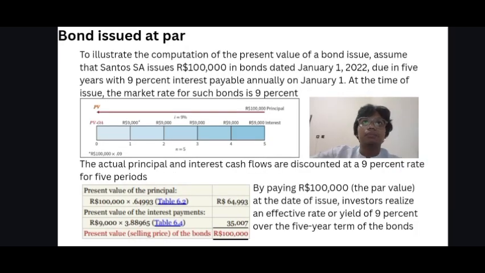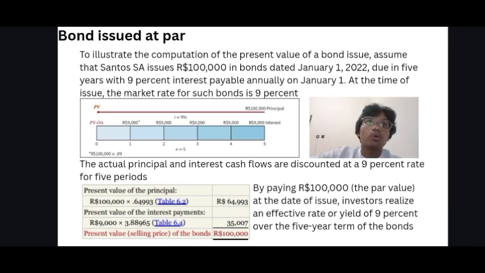The first method is bonds issued at par. To illustrate the computation of the present value of a bond issue, assume that Santos issues $100,000 in bonds dated January 1st, 2022, due in 5 years with 9% interest payable annually on January 1st. At the time of issue, the market rate for such bonds is 9%. As we can see in the chart, the actual principal and interest cash flows are discounted at a 9% rate for 5 periods.